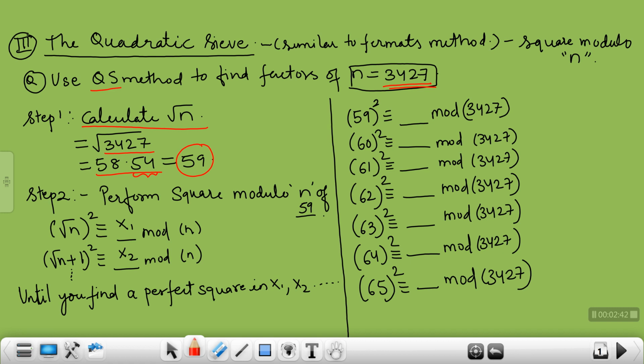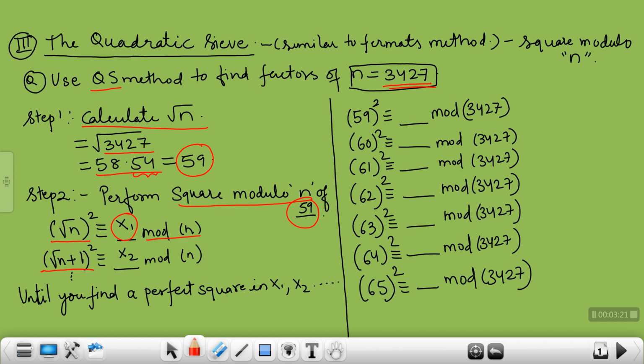Now step number 2 is very important. Step number 2 is to perform the square modulo n of 59. This is almost the same thing we did in Fermat's factorization method. We are going to calculate the square of the square root of n, congruent to a number x1 mod n. So the square of root n is congruent to x1 mod n.